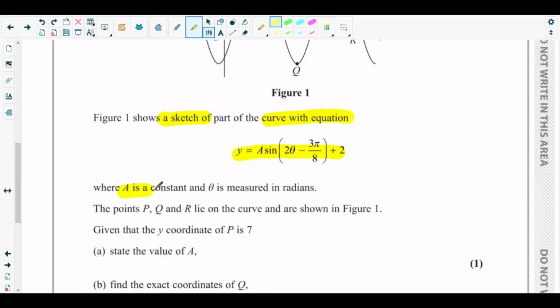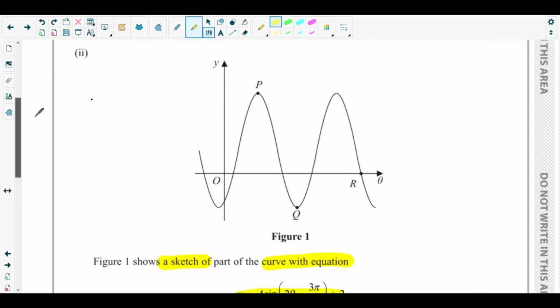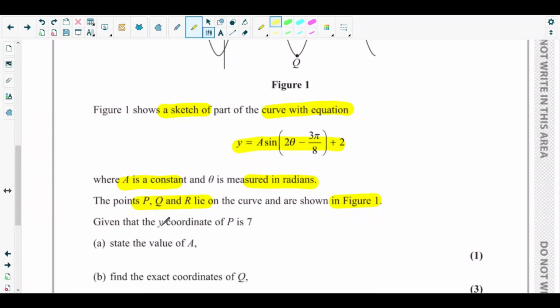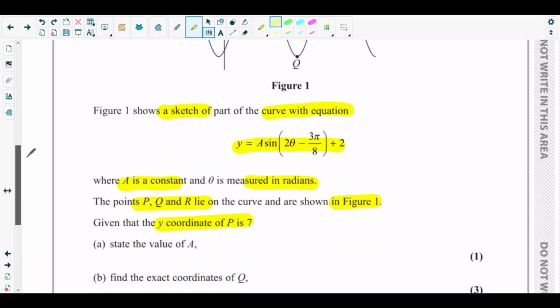Where a is a constant and theta is measured in radians, the points P, Q and R lie on the curve and are shown in figure 1. So we can see in figure 1 the 3 points P, Q and R. Given that the y coordinate of P is 7.